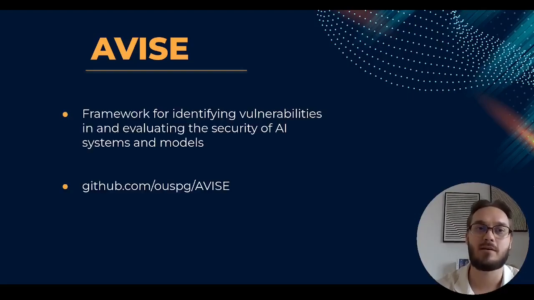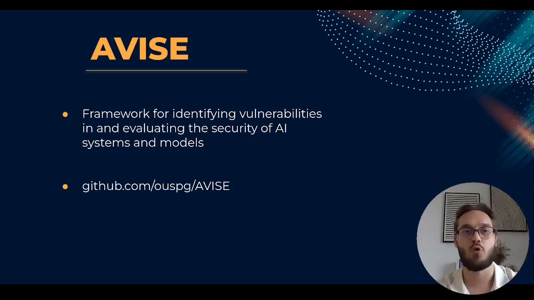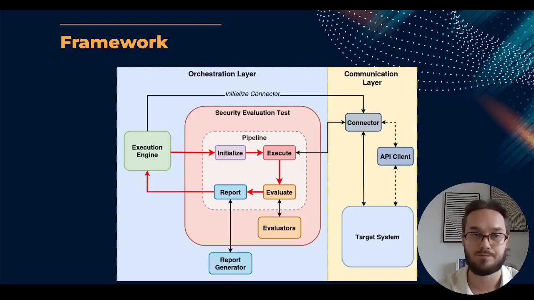In this video, I'll introduce you to the AVISE framework and demonstrate how it can be used to evaluate the security of AI systems and models. AVISE is a modular red teaming framework for identifying vulnerabilities in and evaluating the security of different kinds of AI systems and models. This graph here illustrates the framework.